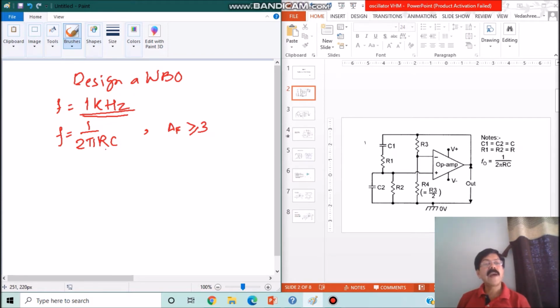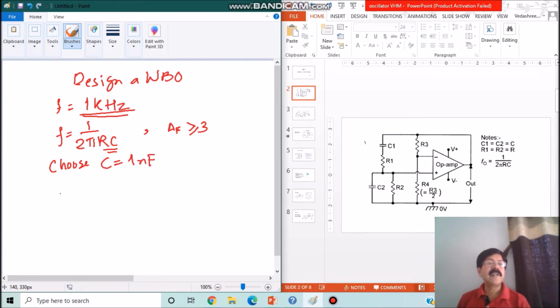Now we have two unknowns, R and C, so we'll have to assume one of the components. It is better to assume the capacitor, because if the capacitor comes in a different value, it is not possible to purchase. But if I take a standard value of capacitor, we can have a variable resistor, which is easily available. So let us choose C equal to, let's say, 1 nanofarad.